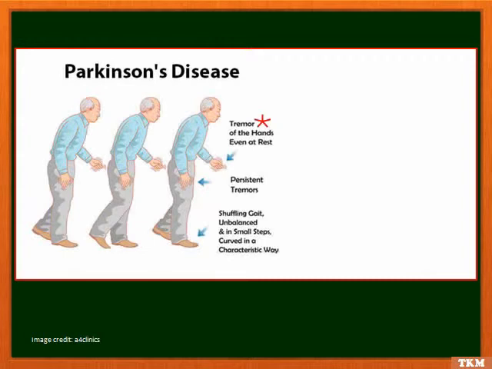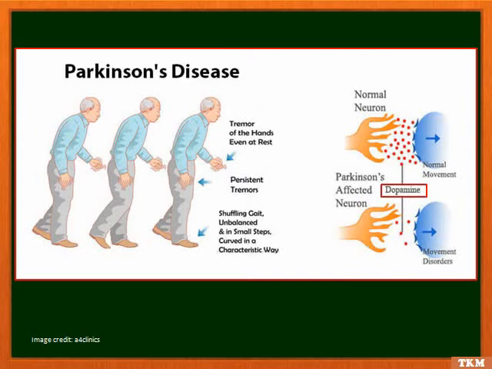It will start with tremor of the hands, even at rest. Persistent tremors, shuffling gait, unbalanced and in small steps, curved in a characteristic way. If you see in this diagram, a normal neuron produces enough dopamine that helps in normal movement, whereas in the Parkinson's affected neuron, can you see in the figure, dopamine is produced in very small quantity, and this is the reason the movement disorders happen.